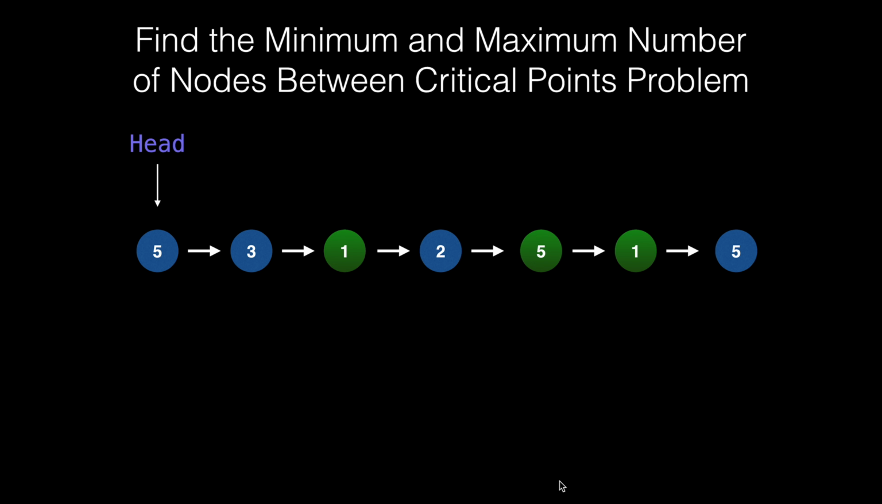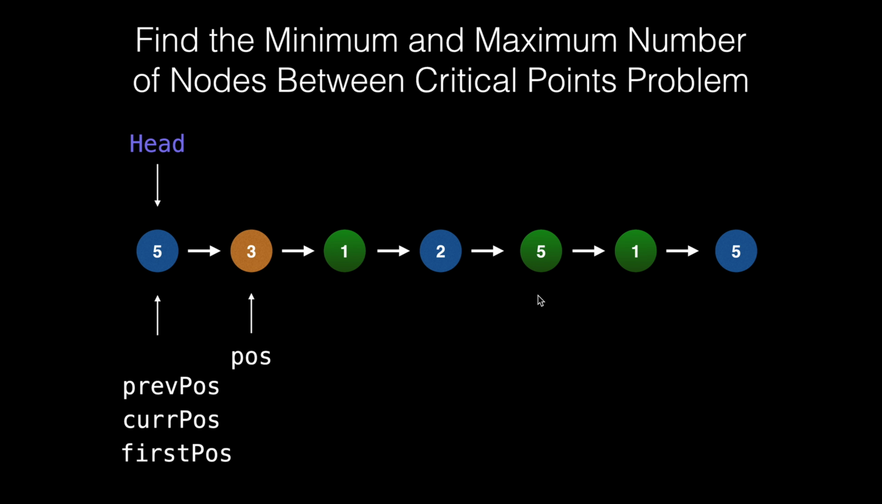So this is our linked list in the second example, and initially we will be given the head pointer, and I have marked all the critical points in green color. When we first initialize, what we need is the previous position, because for minimum distance, we just need to calculate the distance between the previous critical position and the current critical position, and then see if it is the minimum so far. Similarly, we need to store the first position, that is the position of the first critical point that we saw in the linked list, and position will be our generic pointer in the list, which will just be tracking the position of any node in the list.